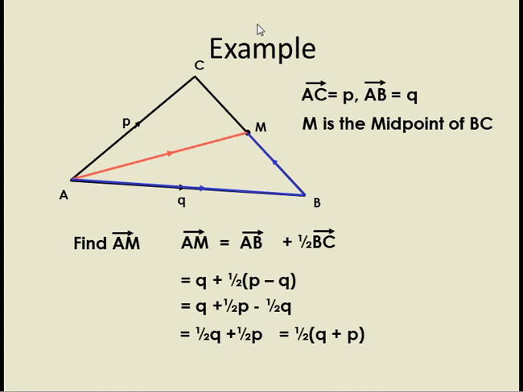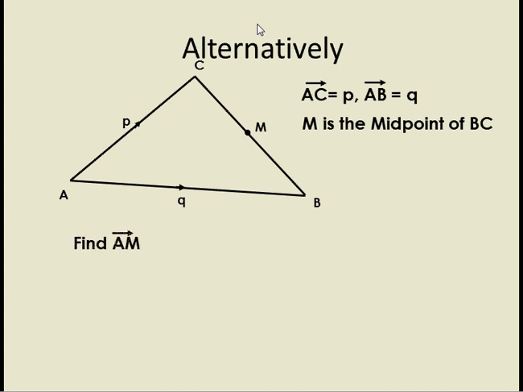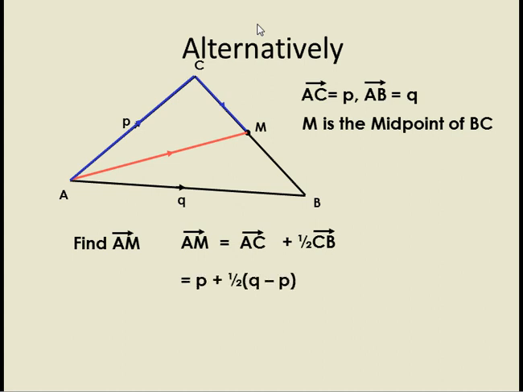Right. New question. No, same question. This time AM. We go the opposite direction. AC. And then CM. So this time CB is negative BC, so you've got to switch the signs around there.